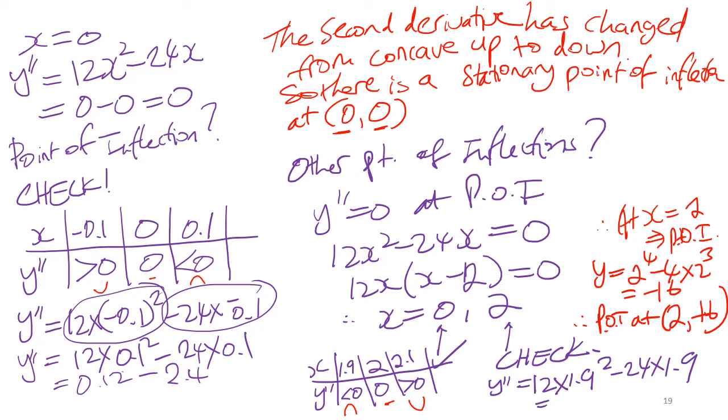Now we have everything that we need. All we need to do is plot them all on a graph. We'll do it on the next page. Let's summarize what we have found on this page and then plot the graph. We have found that the x and y intercepts are the same point, at (0, 0), and at that point it is actually a stationary point of inflection.